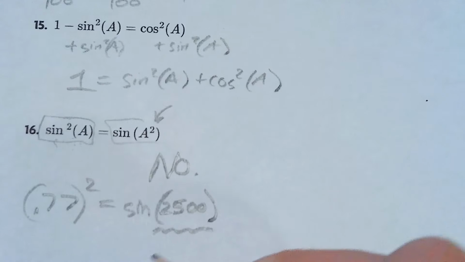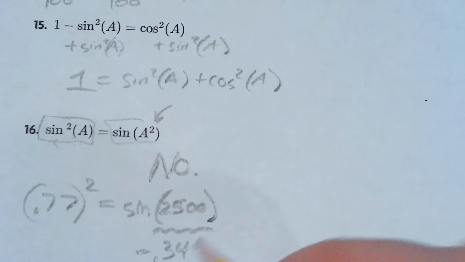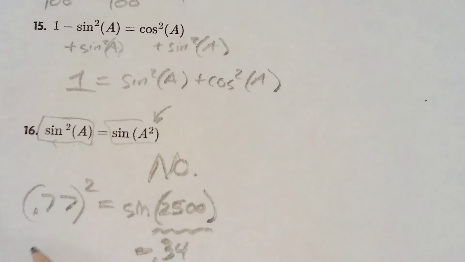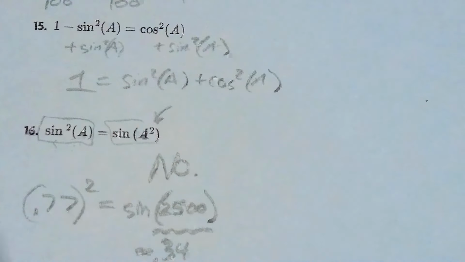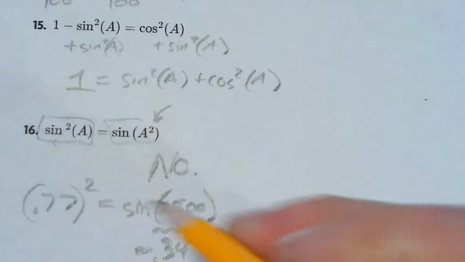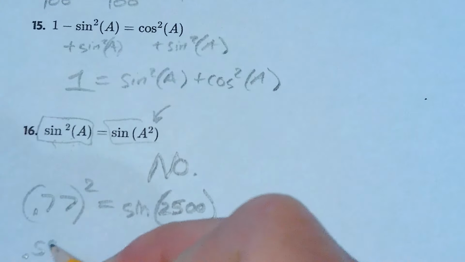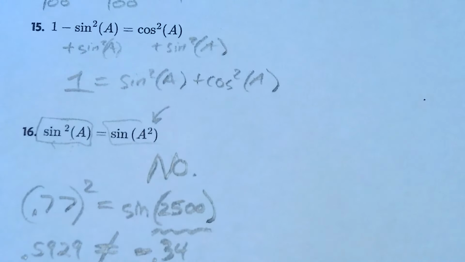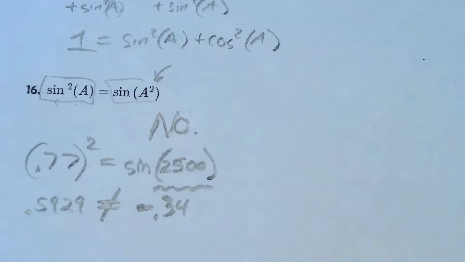But if you did, this would equal negative 0.34. Pretty cool. It just means that the orientation of the triangle is flipped around. So now we have a negative ratio value. But obviously, this does not equal whatever 0.77 squared is. I have to look that up one sec. 0.5929 does not equal negative 1.34.